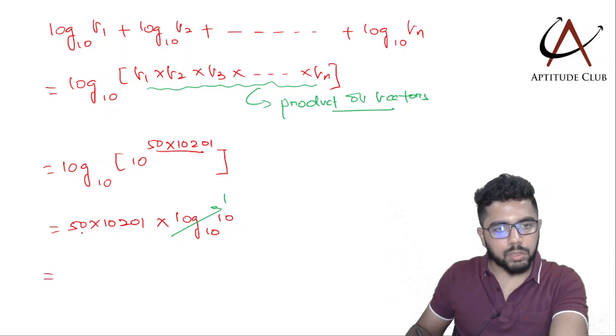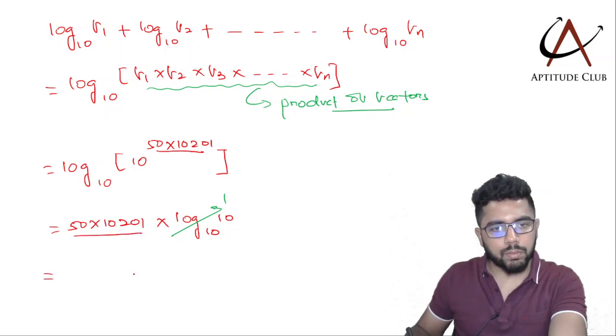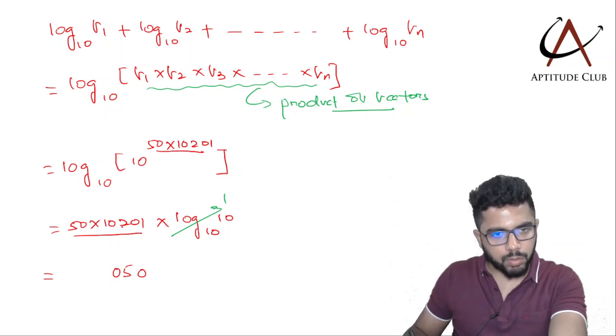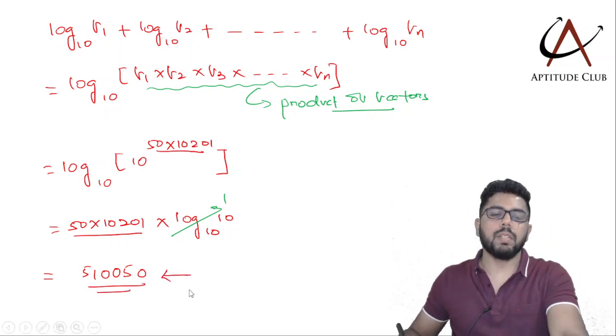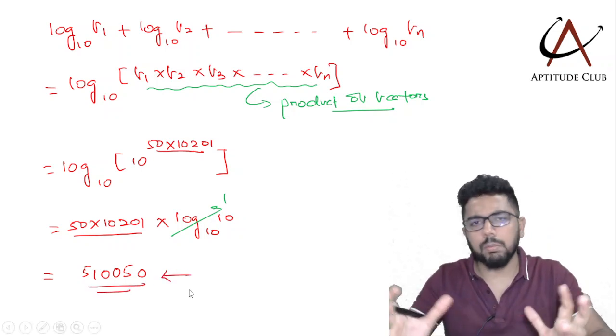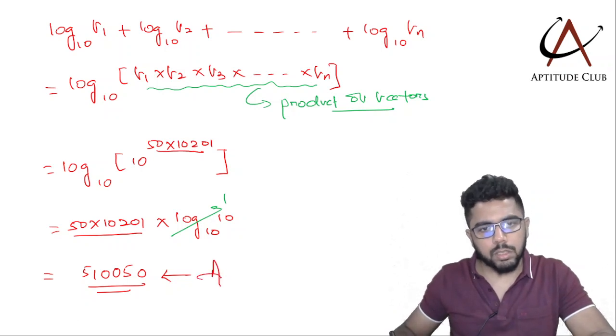50 into this much. So if you multiply 5 then 0, here it is a 0, 5 times 1 is 5, 0, carry 1, 510050. Very simple question, and this is my answer.